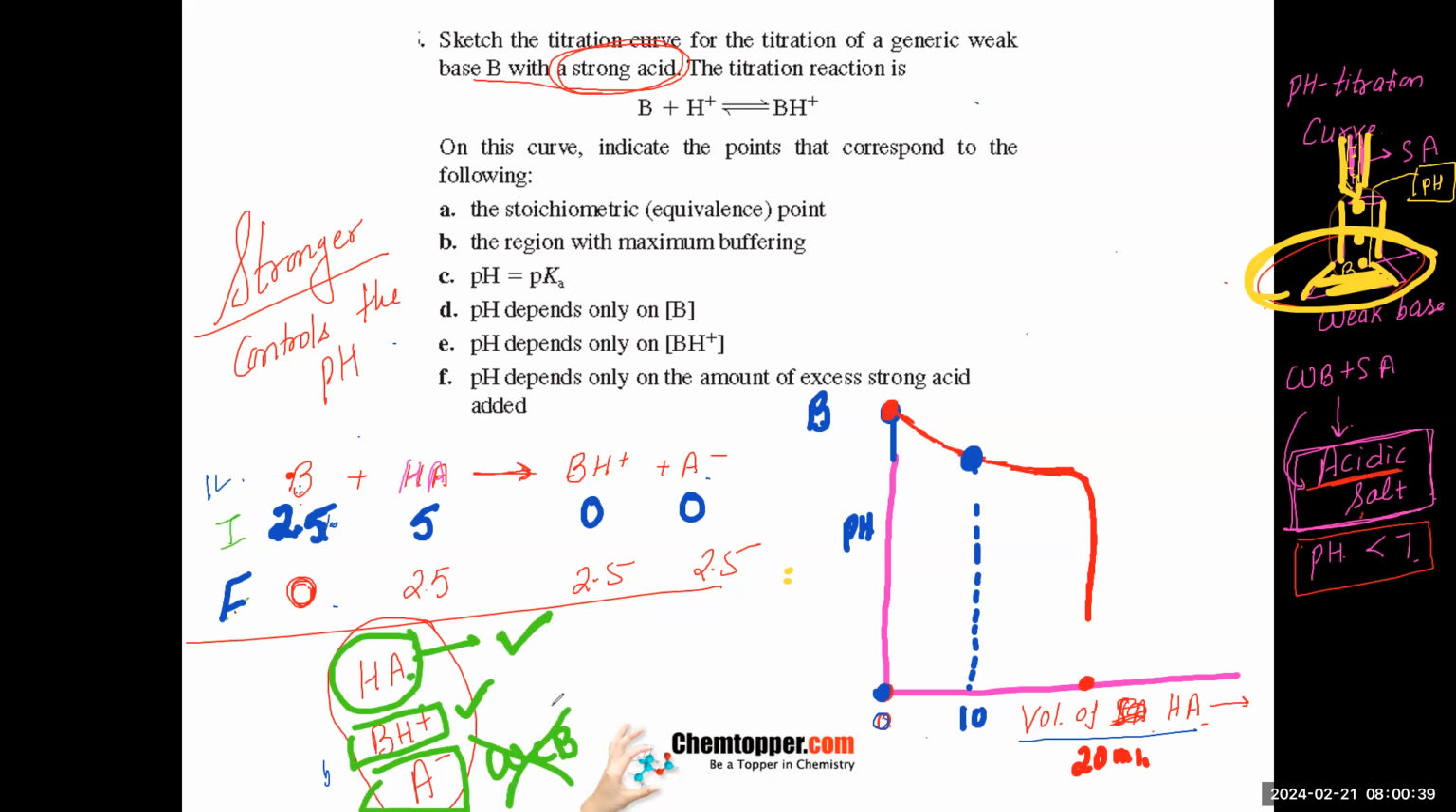So who is controlling the pH? HA. So what happens to the pH? It will go down like this at the equivalence point. This is the equivalence point. And then after that, this is excess of HA. Is the titration curve clear, children? If it is clear, then I'm going to mark the points here. Check, I'm marking the points.